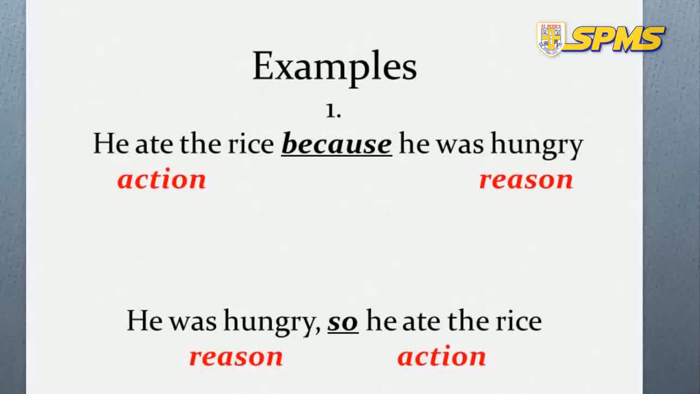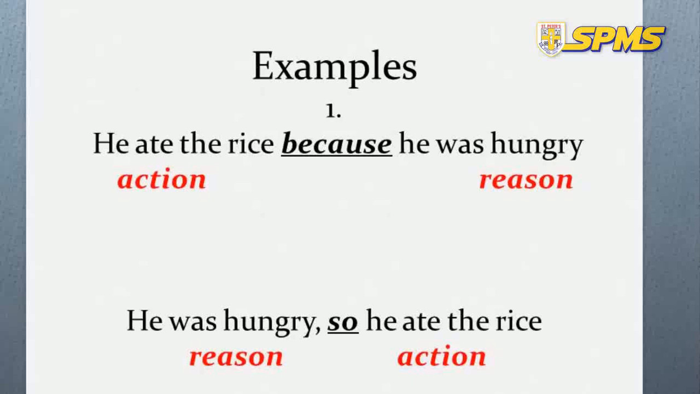But when we look at the use of so, the reason comes before the action. He was hungry, that is the reason, so he ate the rice. So this is the difference between so and because. In using because, I said the action comes before what? The reason. But with the use of so, the reason comes before the action.